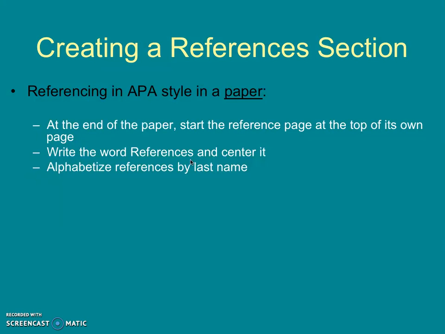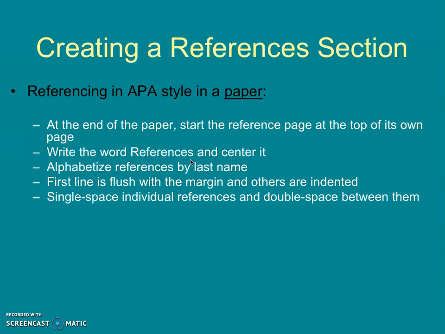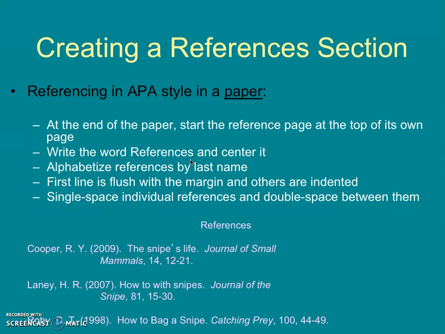You alphabetize the reference list by last name. And the first line of any particular reference is flush with the margin and the others are indented. So let me show you how this looks in just a minute. You're going to single space individual references and you double space between them. So this is how it would look.